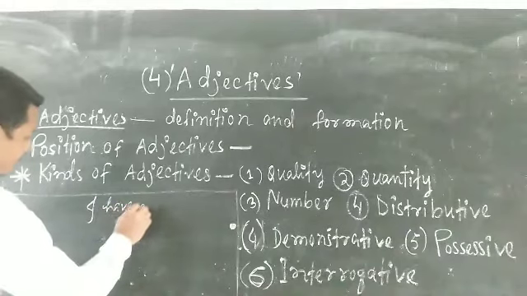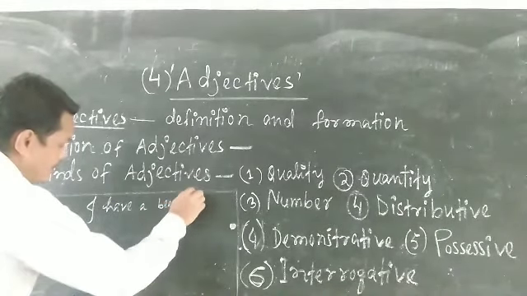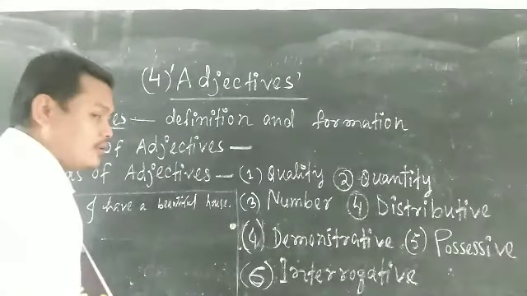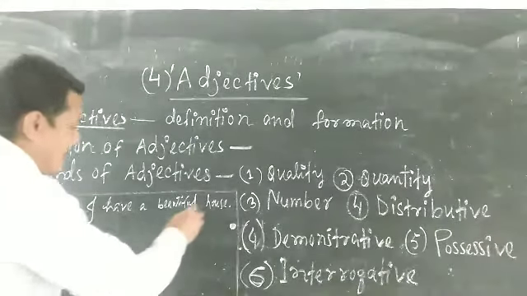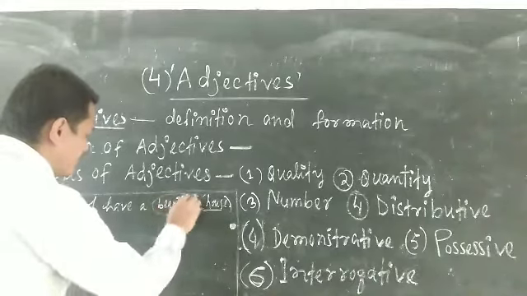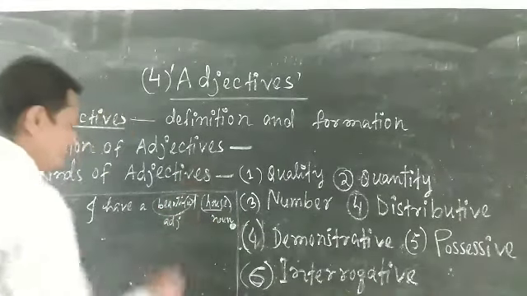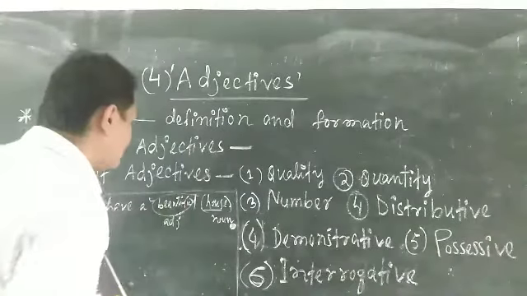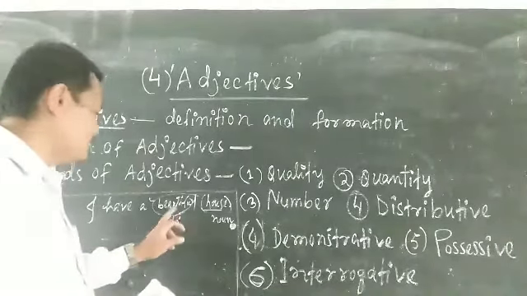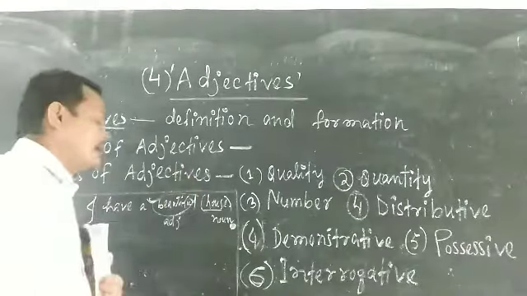For example, you can see here, let me show you, please check it: I have a beautiful house. In this sentence, house is a noun and this house is described by the word beautiful. So it is an adjective and this is a noun. So beautiful describes the house. So what kind of house? Beautiful house. That's why such words are called adjectives.